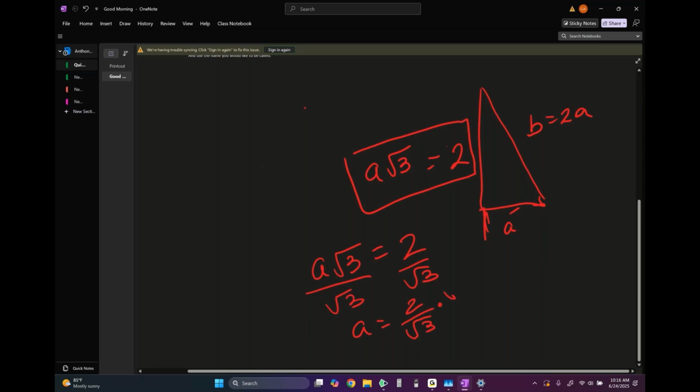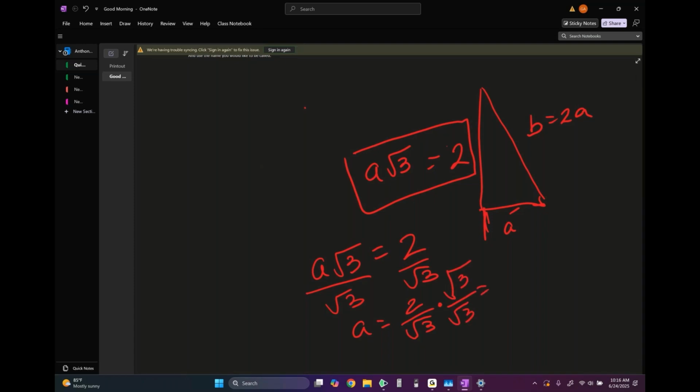Well, let's do the math. I'm going to go a little bit slower. We multiply by root 3 over root 3, right? And you get what? 2 root 3 over 3. So that means A is kind of weird. It's 2 root 3 over 3.